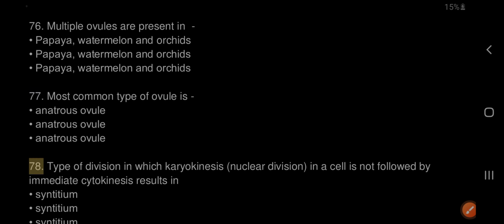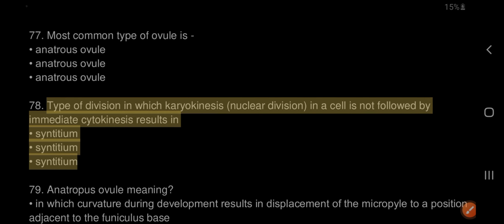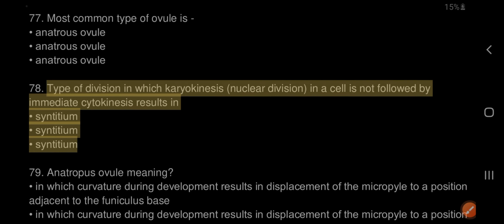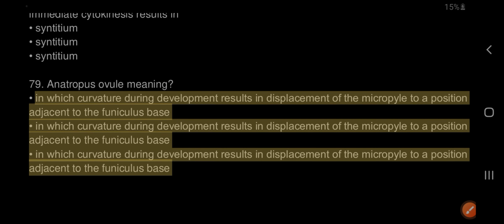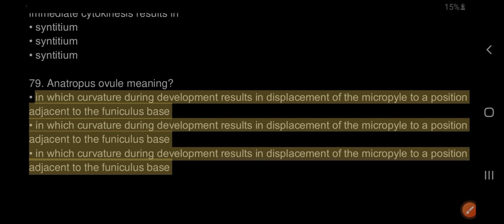78. The type of division in which karyokinesis, nuclear division, in a cell is not followed by immediate cytokinesis results in syncytium. 79. Anatropous ovule is one in which curvature during development results in displacement of the micropyle to a position adjacent to the funiculus base.